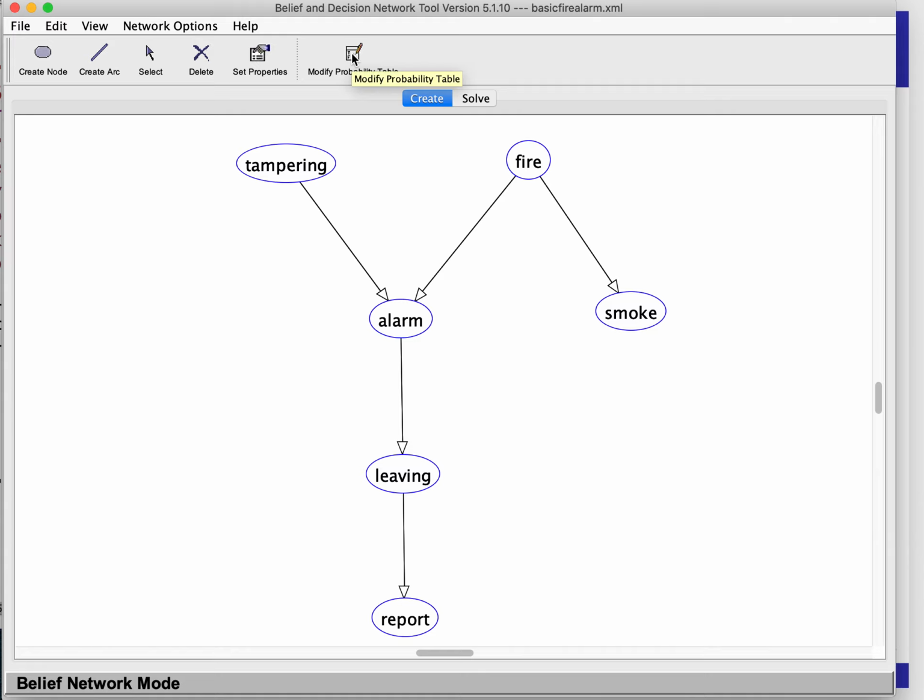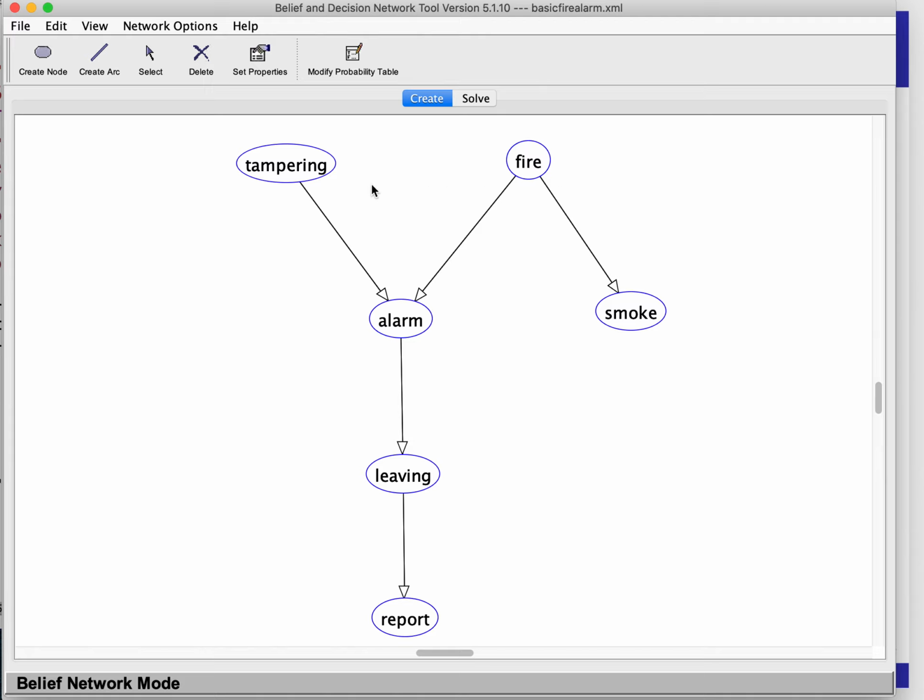We also have, as part of this network, the independence assumptions. This says that the report only depends on leaving and is independent of other things. Leaving here only depends on the alarm. It's independent of whether there was tampering and fire. This says that the alarm depends on both tampering and fire, but smoke only depends on fire.